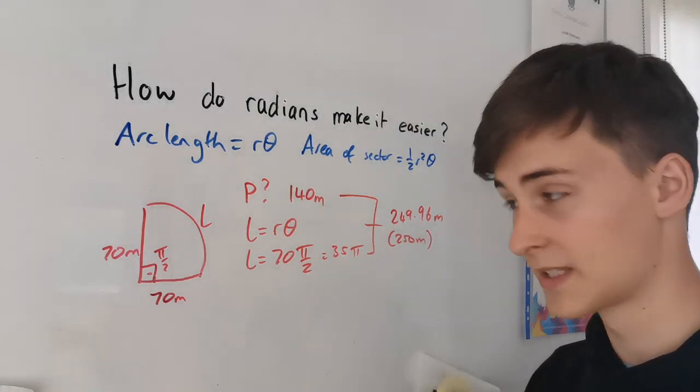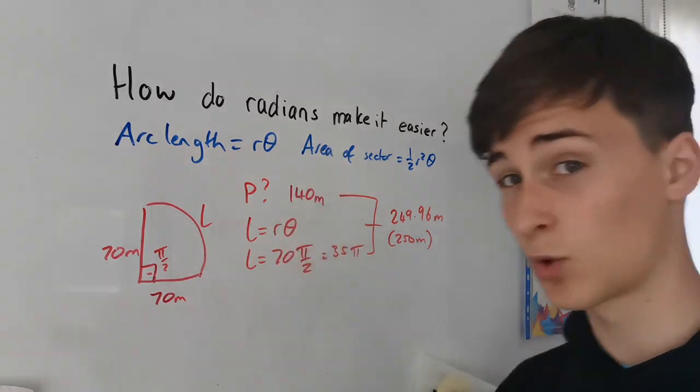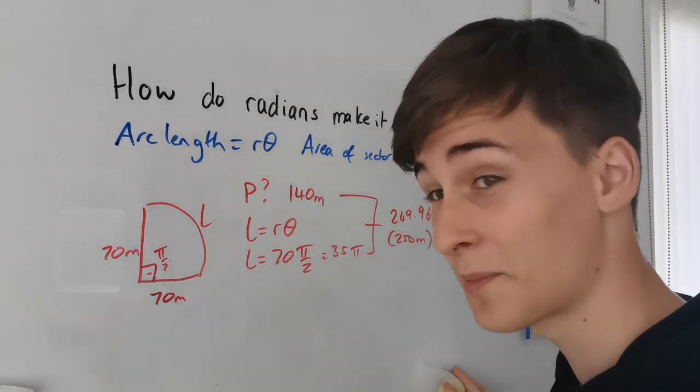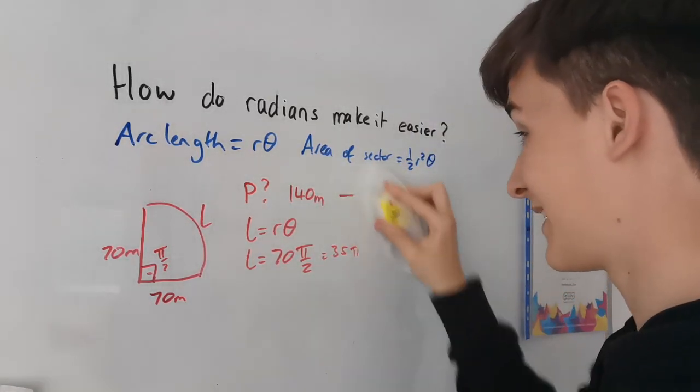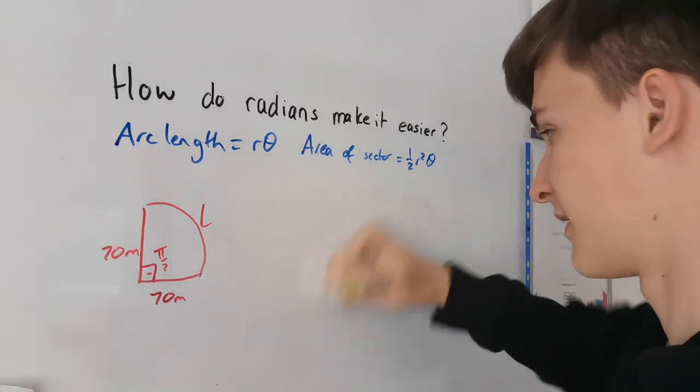But there we go. That is the perimeter of this quarter circle, using our new formulas, which are very easy as long as we make sure we're in radians. Okay, what about the area?